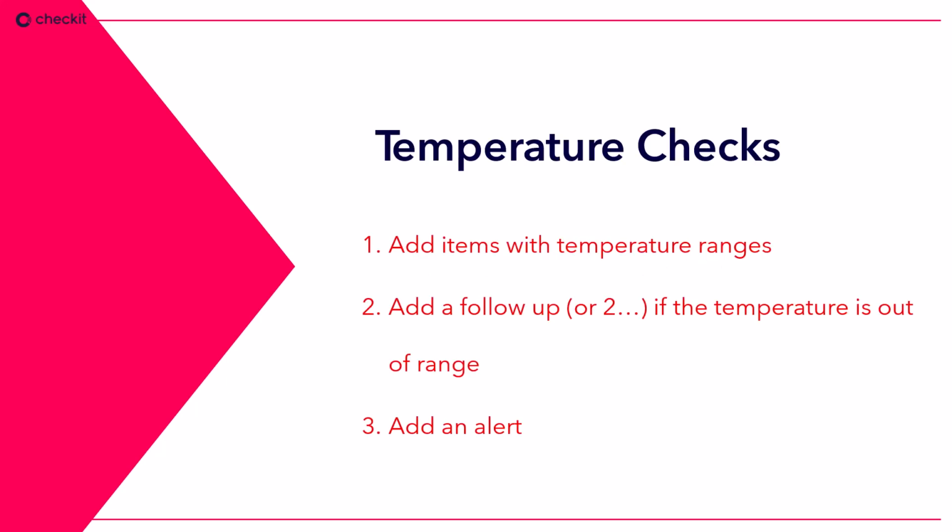In this last example, I'm going to show you how to create a checklist that includes temperatures with follow-up checks, and you may want to do this for food or water temperatures. I'm going to use cooking temperatures, and the concept is that we want to take the temperature of something. We expect it to be within a certain temperature range, and if it's not in that range, then we need to do something else. So we're actually going to use 2 follow-ups, and then we'll throw in an alert for good measure.